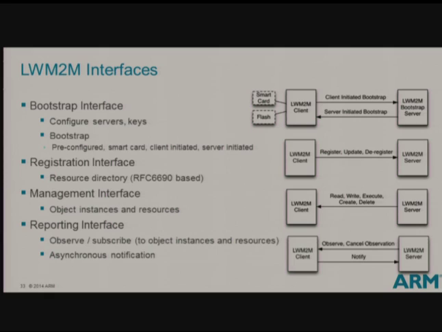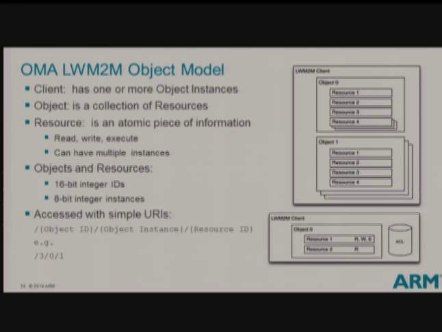Here's how the interfaces work for bootstrapping. Bootstrapping is the term that we use for how you initially configure a device after it arrives. You put in some application-specific code, keys, and that sort of thing. In some cases, there's secure elements like smart cards and things like that. There's a registration interface, again, 6690 based, a management interface, and a reporting interface so that you can have the device talk back to you. The object model is just dead simple. I won't go through this, but it's basically just an integer representation. The client has objects. The object is a collection of resources. The resources are atomic pieces of information, and there's just integers that let you navigate through that. Just as simple as it can be, and it's very compact.